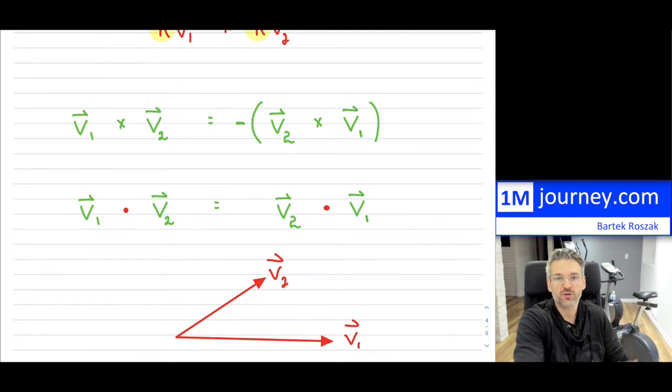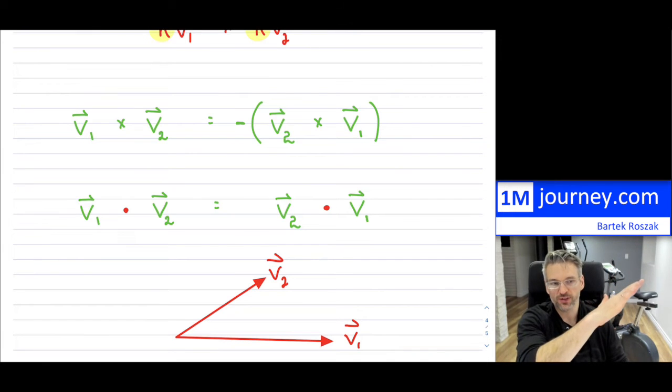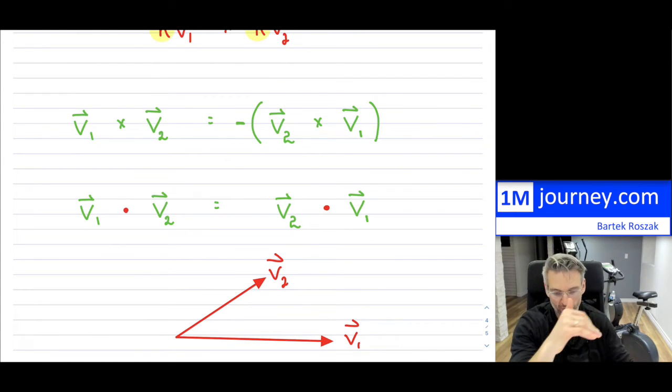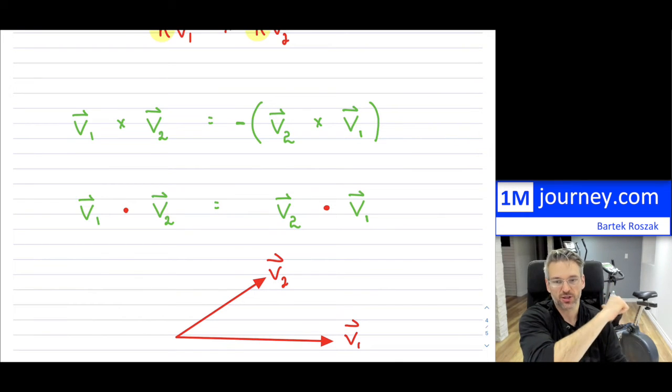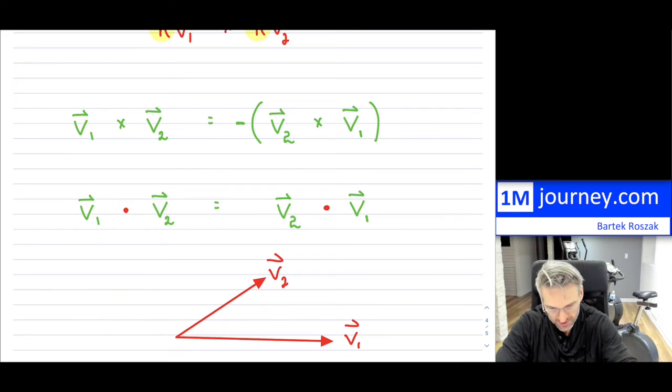And now notice, if you go V2 crossed with V1, then you're going from V2 onto V1. So from here to here. That is now in the clockwise direction. So notice now it's going to go into the paper, or into the screen. That's the opposite. So one points out, one points in, and hence that's why you have this negative.